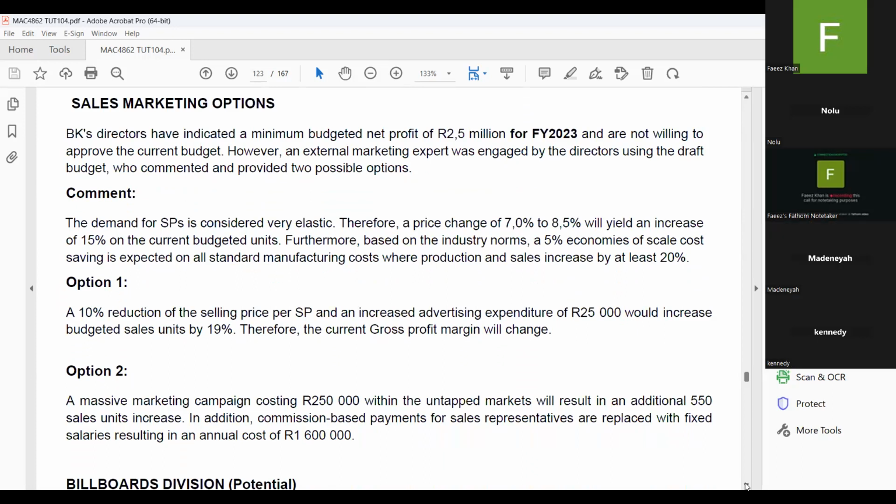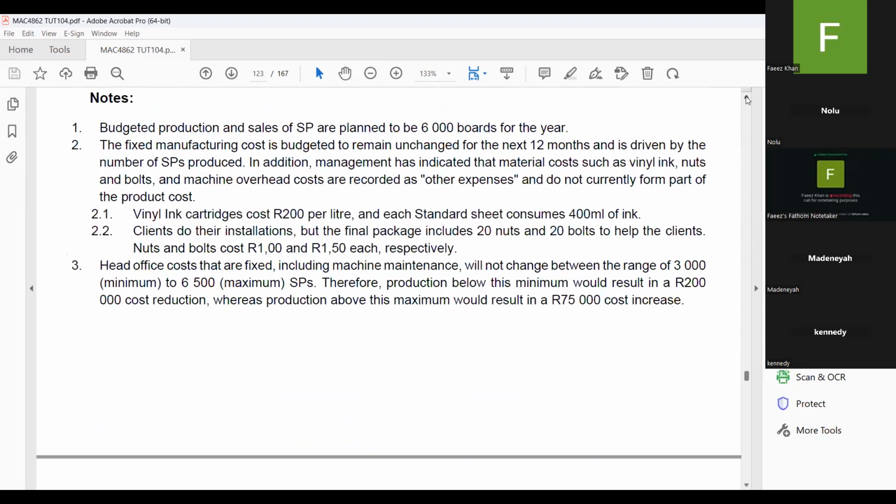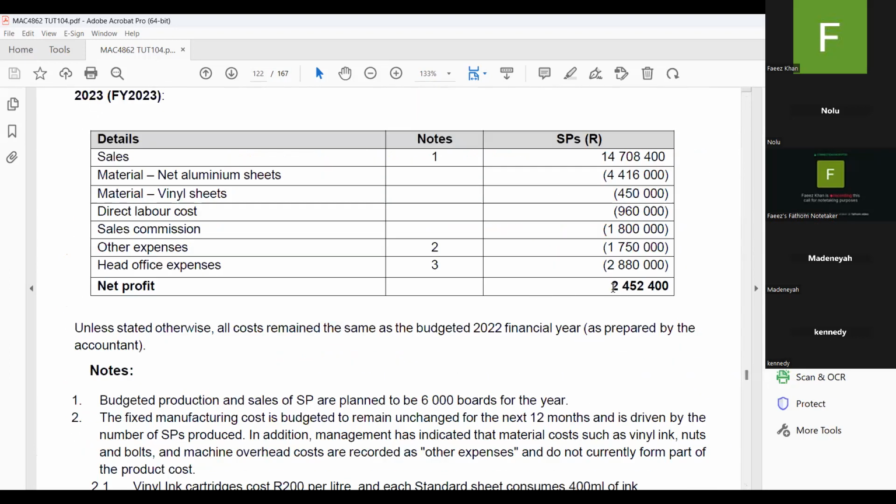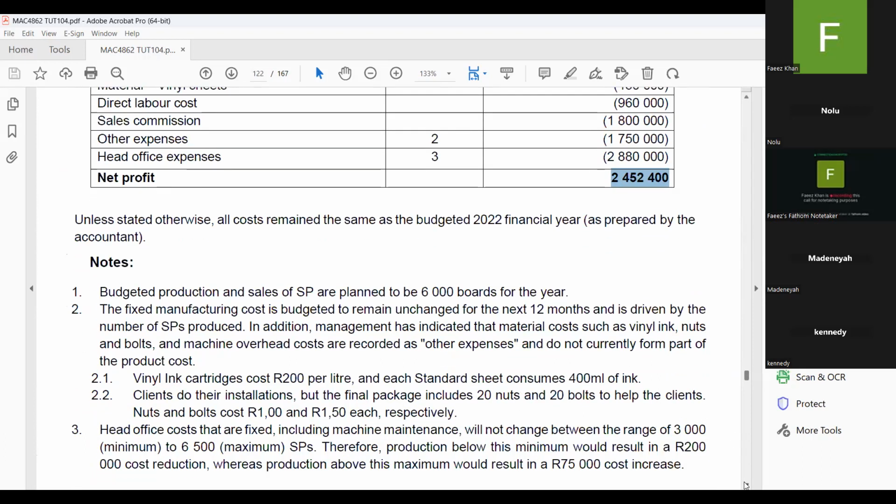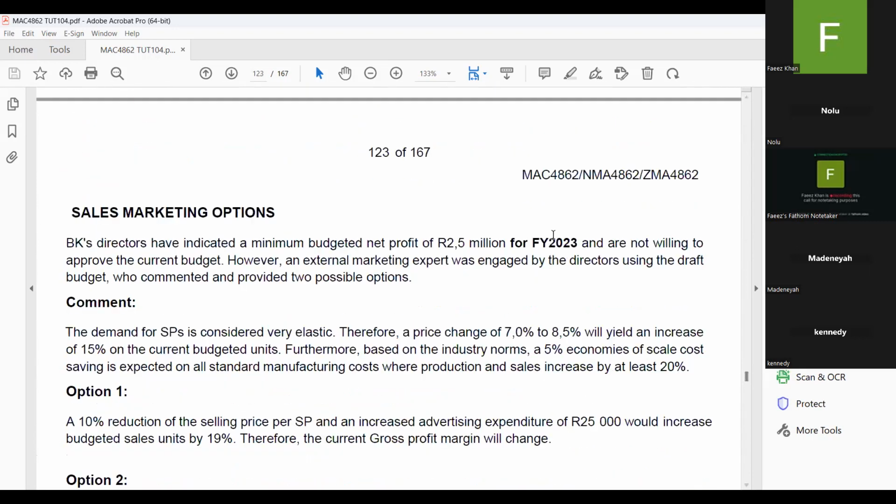So, sales marketing options. BK's directors have indicated a minimum budgeted net profit of 2.5 million for FY 2023. So they want a minimum of 2.5 million. If we go back up, the budgeted net profit currently is 2.4, which is below 2.5 million. So they need to make a few changes to get to 2.5. They indicate a minimum of 2.5 for FY 2023 and are not willing to approve the current budget. So the current budget is 2.4, and they don't want to approve it.